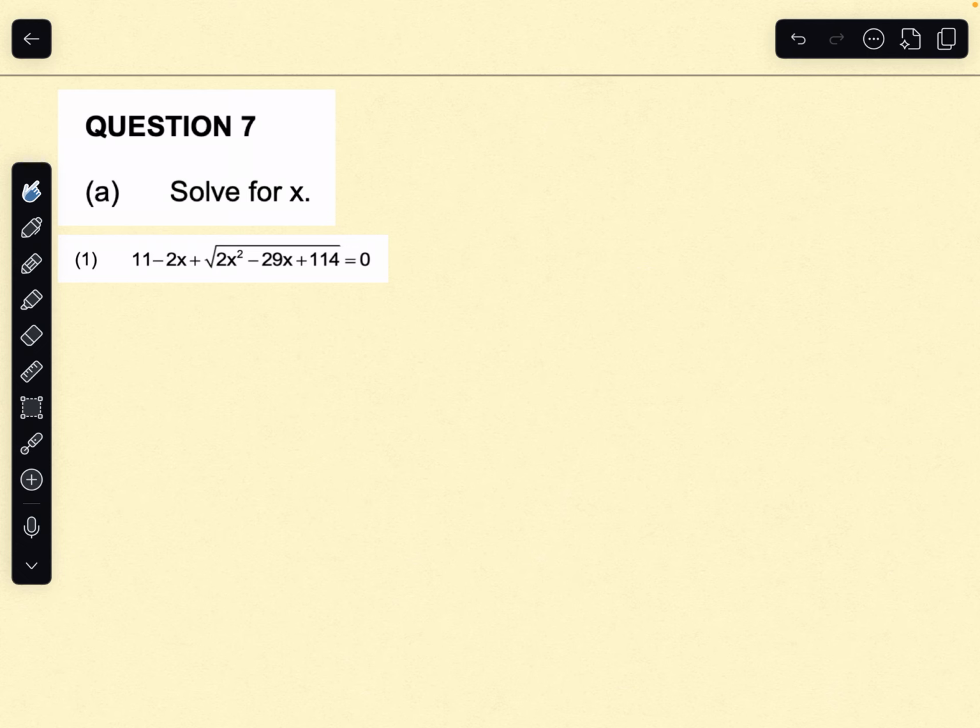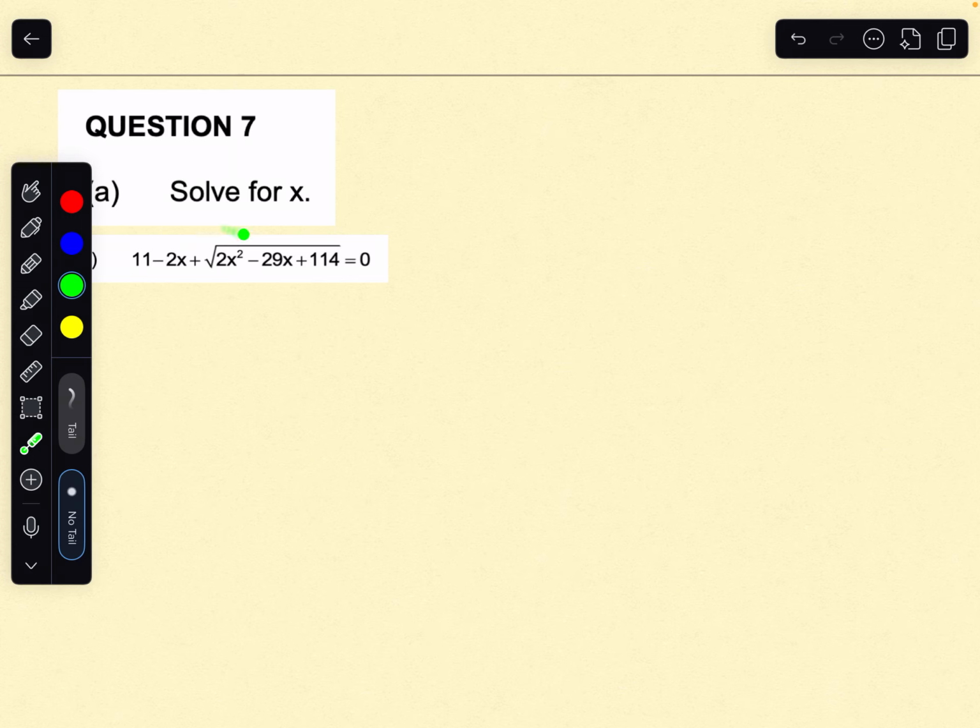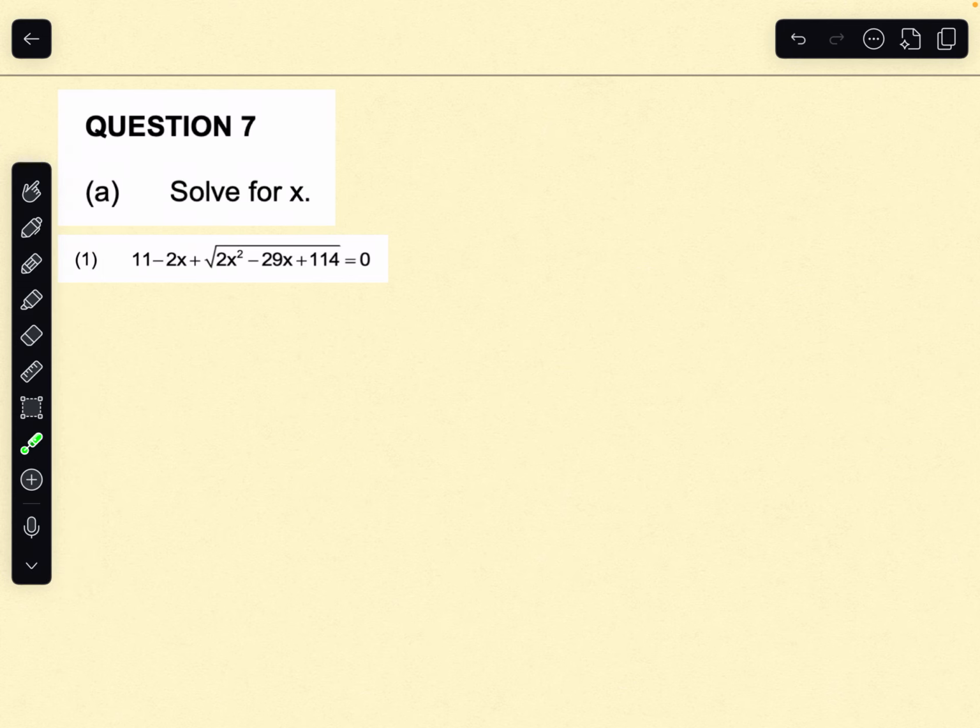We're rambling about IEB May 2025 paper 1 today, question 7a. So we're going to be solving a series of equations. The first one involves a radical: 11 minus 2x plus the square root of 2x squared minus 29x plus 114 is equal to 0.